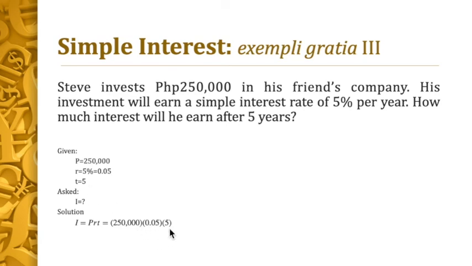So let us use our calculators to check this. 250,000 times 0.05 times 5. And the answer, I believe that is also your answer, is 62,500 pesos. Okay, so that's how we solve for the I.